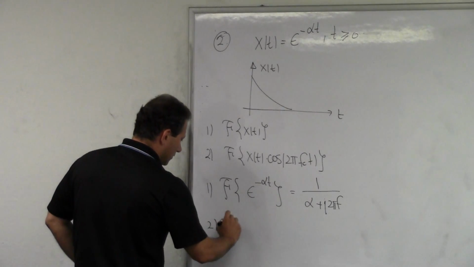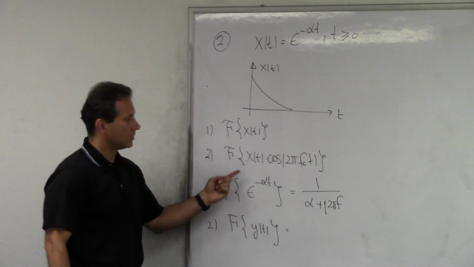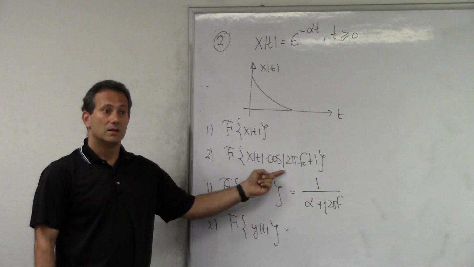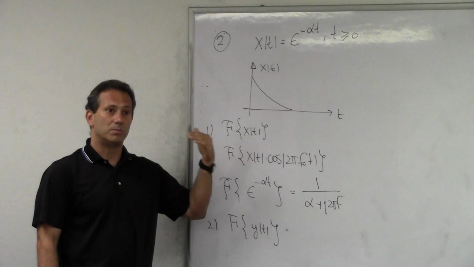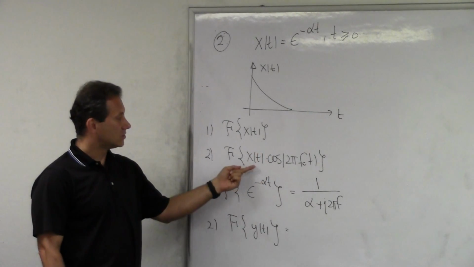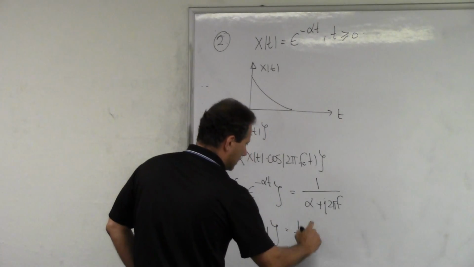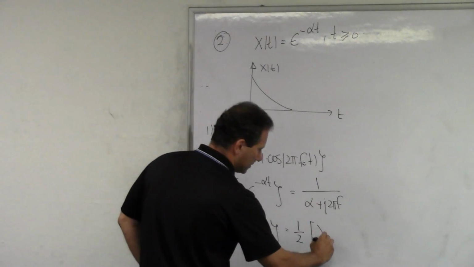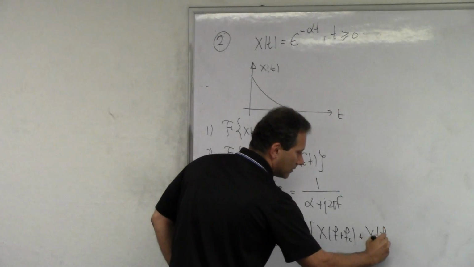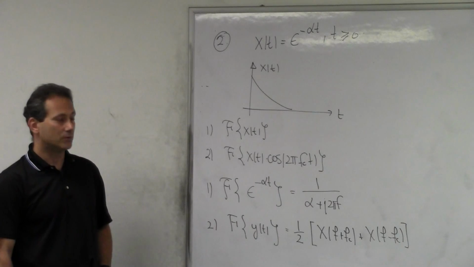And then in part 2, the Fourier transform of y of t. Now, which property of the Fourier transform are we going to use here? Modulation property. If I multiply by cosine, then I'm translating the spectrum of the signal to plus fc and minus fc and scaling it down by 1/2. So instead of just doing this directly, you're going to say 1/2, and then let me just write X of f plus fc plus X of f minus fc. That's the modulation property of the Fourier transform.